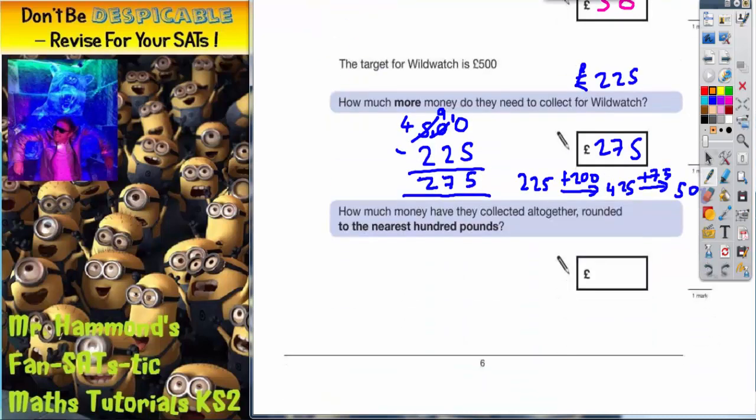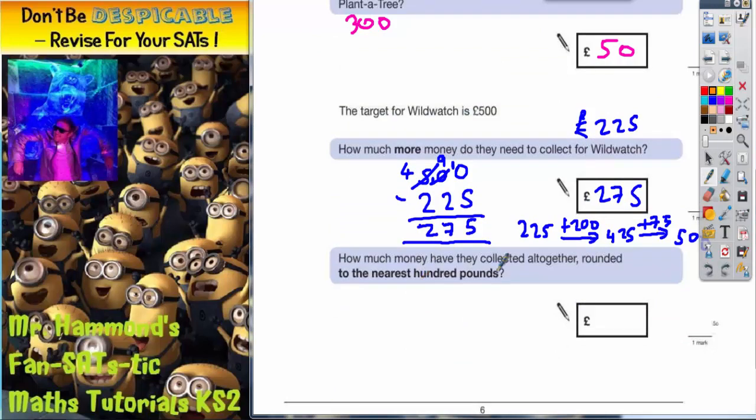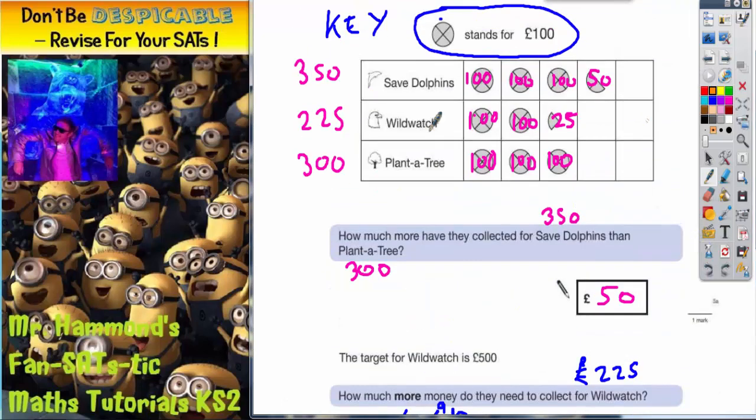One final question. How much money have they collected altogether, rounded to the nearest £100? Well, let's go back. We've got 350, 225, and 300. I've set them up nicely for column method there. So add them up all together. We've got nothing plus 5 plus nothing is 5. 5 plus 2 plus nothing is 7. 3 plus 2 is 5 plus 3 is 8.